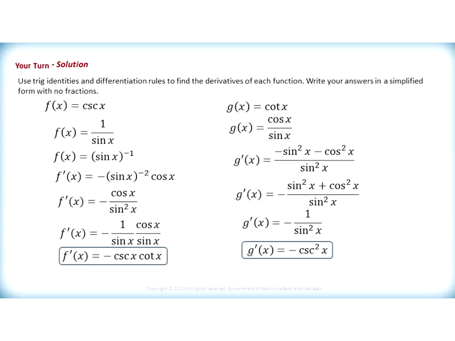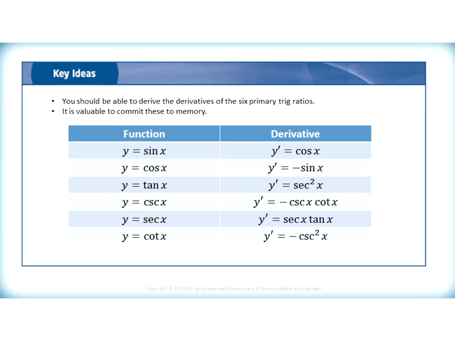I'll jump in now, and here's the solution for that. It turns out that the derivative of cosecant is negative cosecant cotan, and the derivative of cotan is negative cosecant squared. So I want to take a minute now to look at the summary of this stuff, because it says you should be able to derive the derivatives of the six primary trig ratios. So we just did that. And it's also valuable to commit these to memory. You really should memorize them because it's going to make your life a lot easier instead of having to rederive them every time you need them.